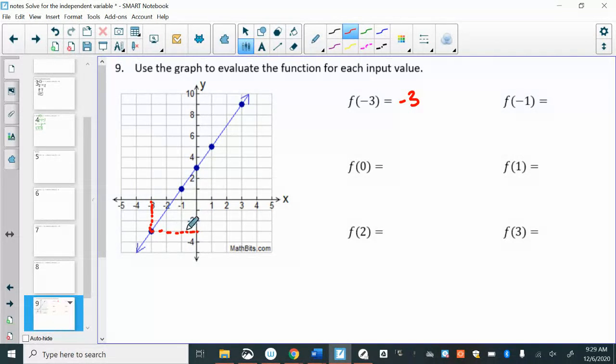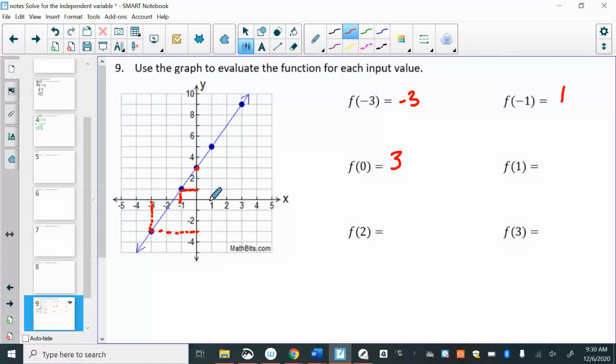And I ask you, what is f of -1? So start on the x-axis, because that's the input. Go over to the y-axis, that's the output. And I can see the y value is going to be 1. F of 0, we're just right there. It is on the y-axis, so that is 3.